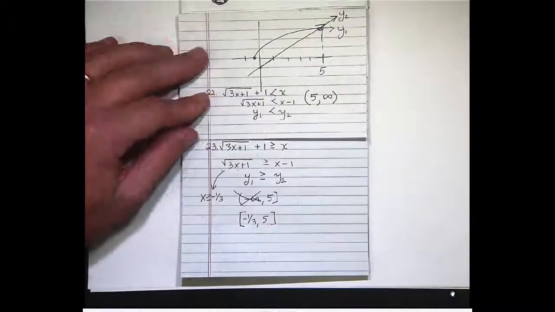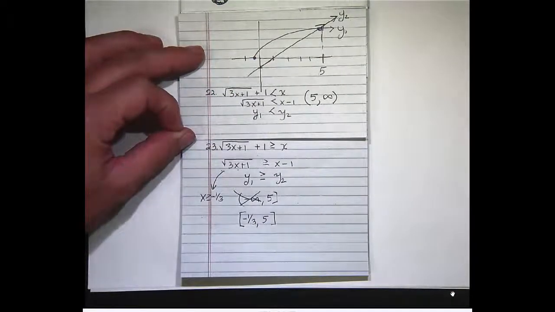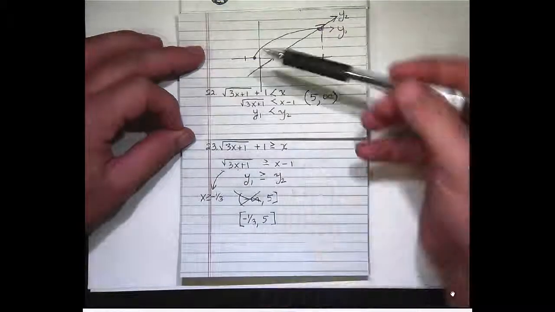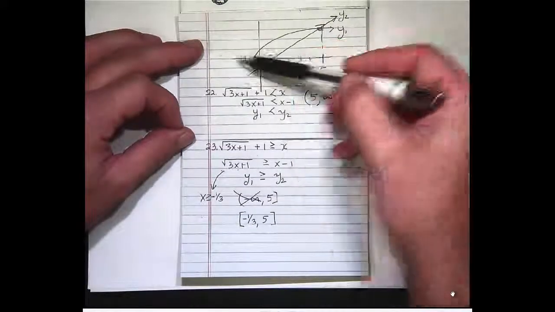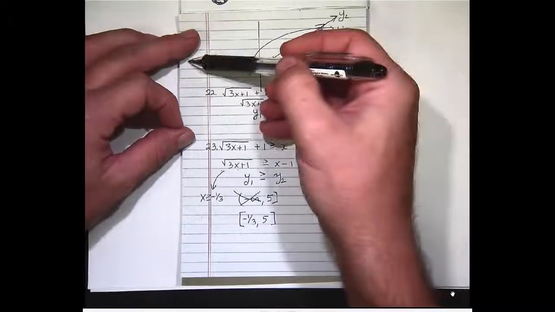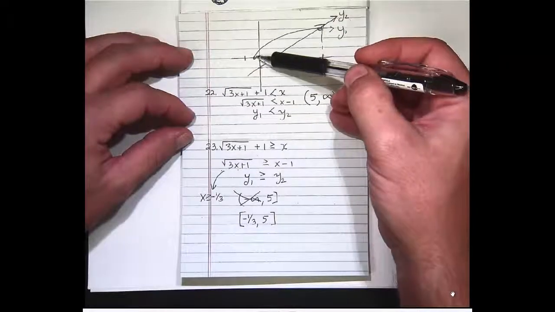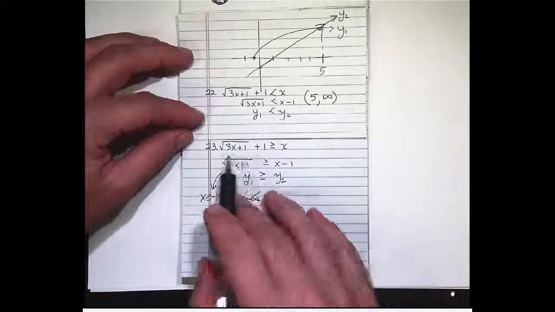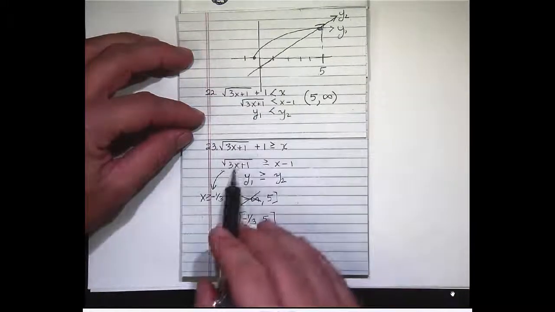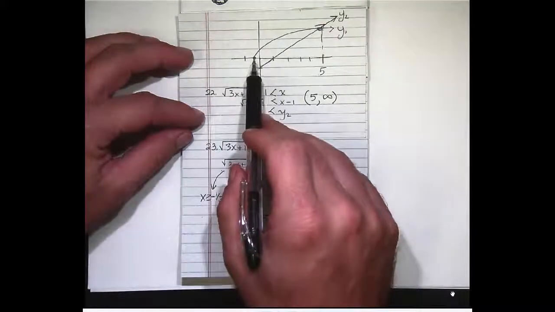When you're solving radical inequalities, you have to think about the relevant feasible domain. You can't have answers like negative infinity, which are outside of the domain of possibility. Negative infinity is way out there. It can't be a solution to this inequality because you can't even plug in points past negative 1/3.